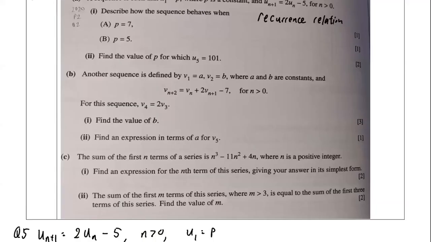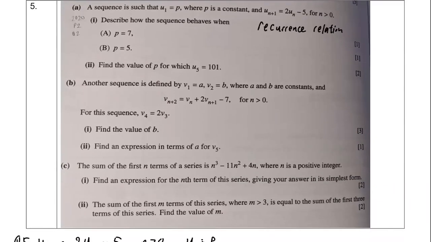Next, we move on to part B, question 5, part B. Another sequence is defined by v1 equals a, v2 equals b, where a and b are constants, and v(n+2) equals v(n) plus 2 times v(n+1) minus 7 for n more than 0. For this sequence, v4 equals 2 times v3. So don't be scared of all the n plus 2, n, and n plus 1. You just need to know that the current term is n plus 2, and you're looking at the previous term as well as the previous term. Just follow the subscript and you won't go wrong.